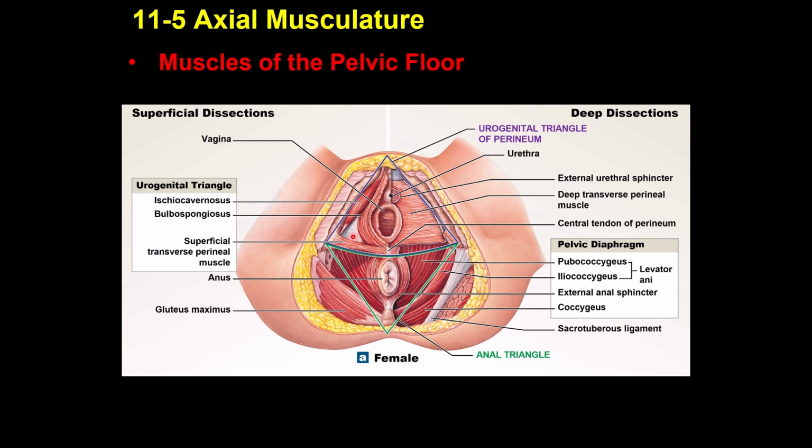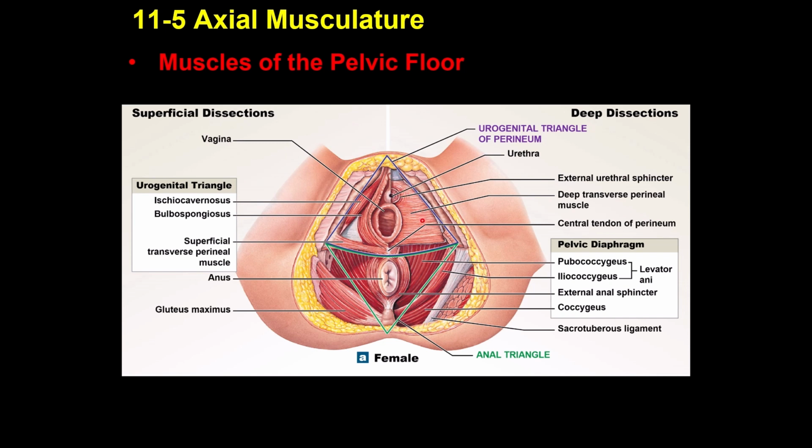And there is another muscle here. This is called the superficial transverse perineal muscle. This is the ischial spine, and this is the central tendon of the perineum. So this muscle is connecting those two areas. This is just for stabilization of the pelvic floor.